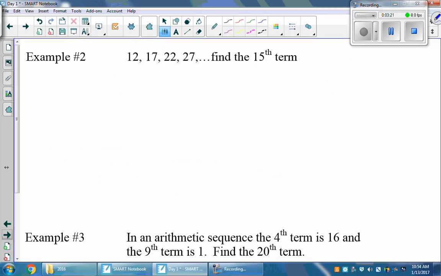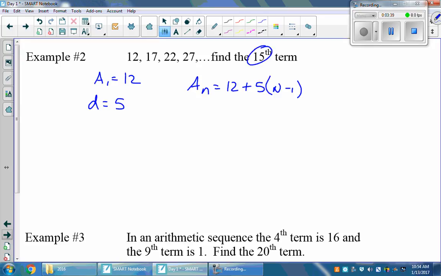Here's the next one. 12, 17, 22. So let's piece it together. A of 1 is 12. D, what did I add to each of them? 5. So let's write the formula. A of n is equal to 12 plus 5 times n minus 1. What do we want? 15. Plug it right in there. 12 plus 5 times 15 minus 1, or 12 plus 5 times 14. What is that? 70, 82. So A of 15 is 82.